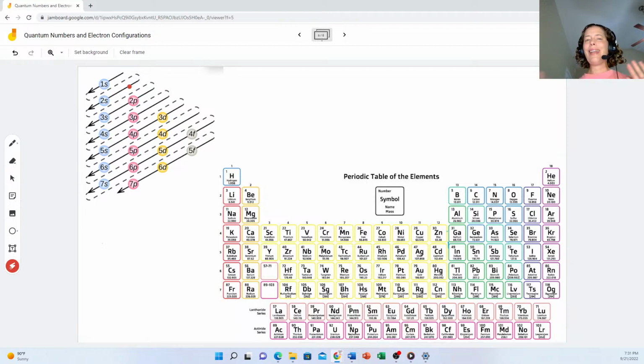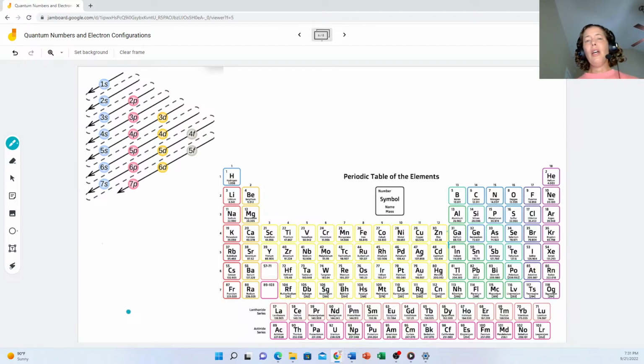I don't want to say that is not a valid way to do it, but make sure you're using a method that makes the most sense to you. This method just really didn't make a lot of sense to me. I like to just use the periodic table itself. So I'll show you what I mean.